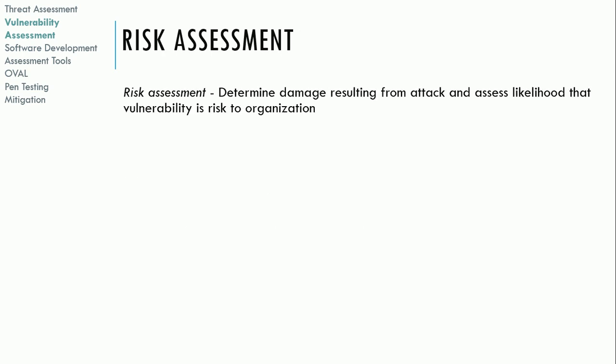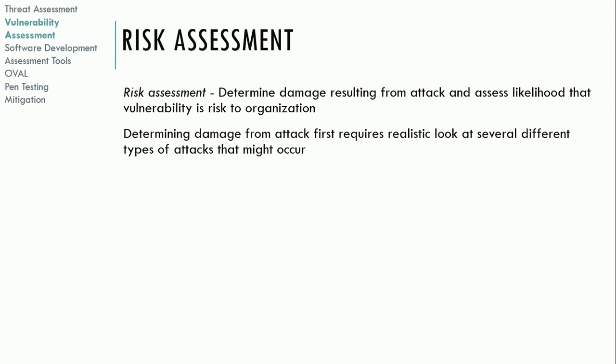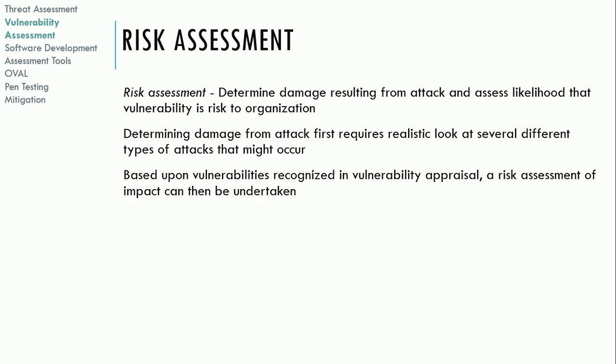So a risk assessment, which we've talked about in this course before, is determining the damage resulting from an attack and assessing the likelihood that the vulnerability is a risk to the organization. So determining damage from an attack requires a realistic look at the several different types of attacks that might occur. Based on the vulnerabilities that we recognize in the vulnerability appraisal, a risk assessment of the impact can then be undertaken. So let's take a look at this.